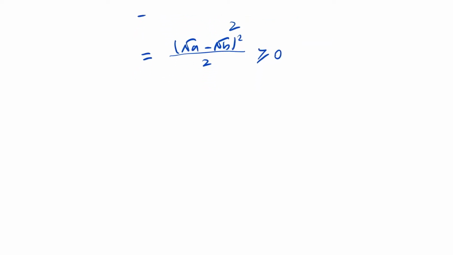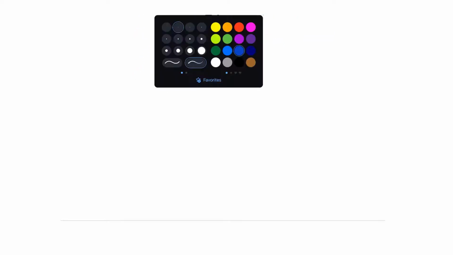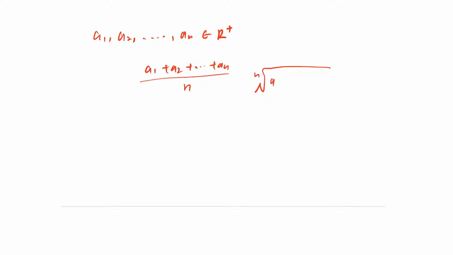So now, I want you to consider these numbers, a1, a2, all the way up to an, where n is a positive integer, of course, larger than or equal to 2. And these numbers are all positive real numbers. And I want you to think of this expression, (a1 plus a2 plus all the way up to an) over n, and the nth root of a1 a2 all the way up to an. And which one of these is larger? And you've guessed, this is (a1 plus a2 all the way to an) over n.